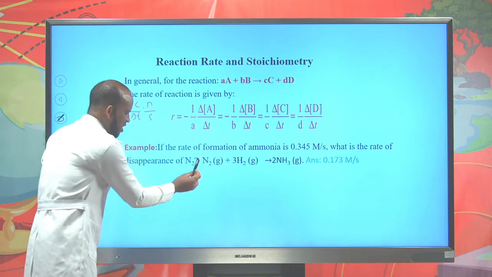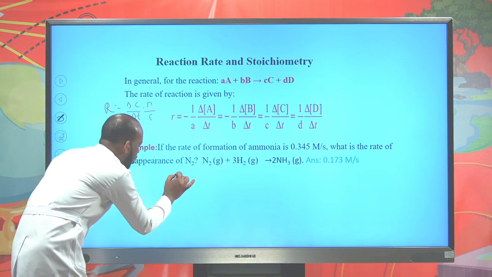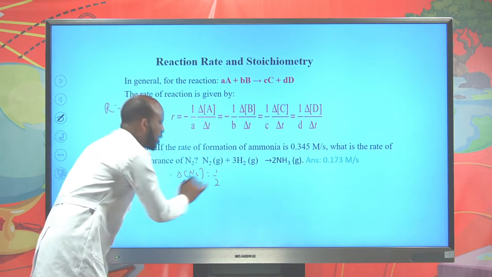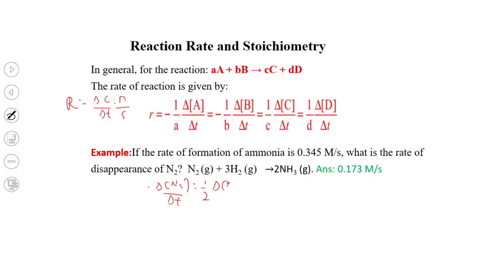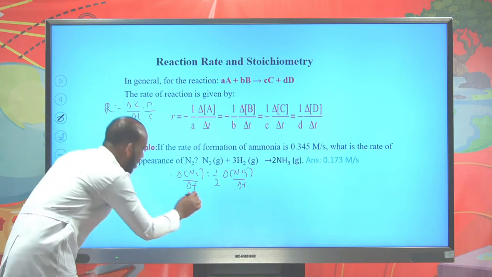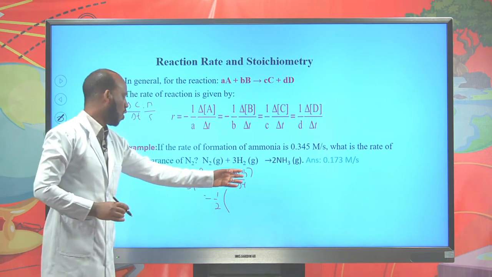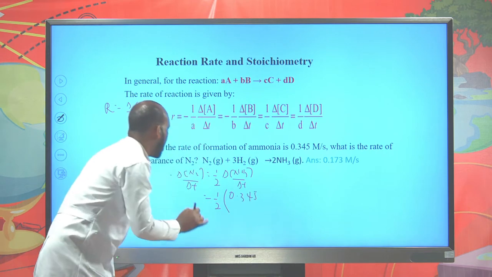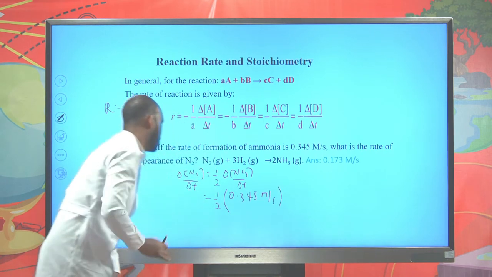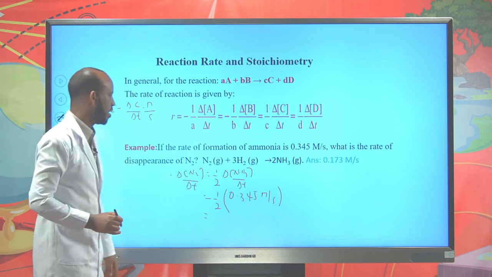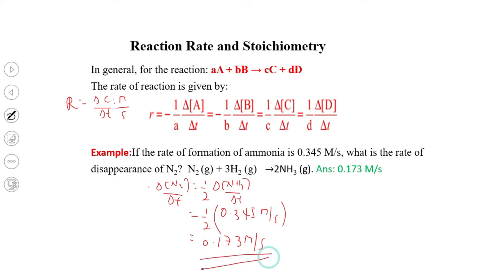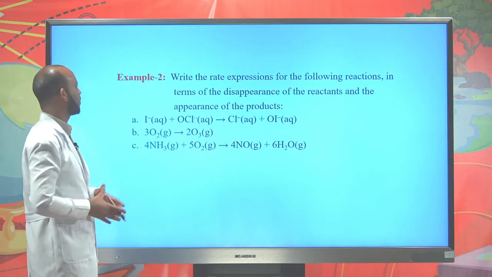Now, rate of disappearance of nitrogen is minus change in concentration of N2 divided by change in time, equals 1 over 2 times change in concentration of NH3 divided by change in time. Now, the rate of disappearance of nitrogen equals half times the rate of appearance of ammonia, which is 0.345 molar per second. Half times 0.345 is 0.173 molar per second. This is the rate of disappearance of nitrogen.